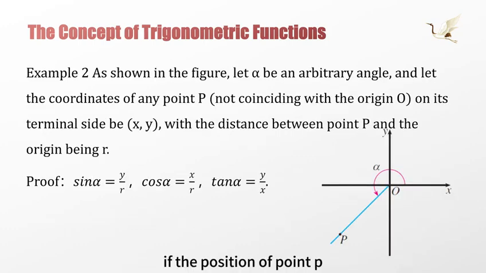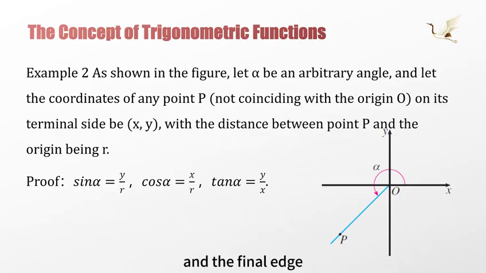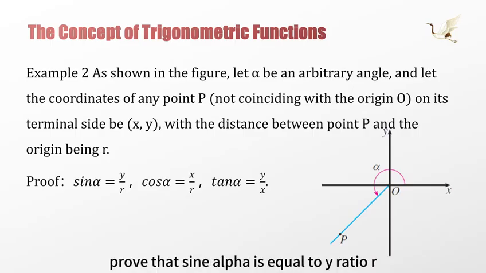If the position of point P at this time is not the intersection of the unit circle and the terminal edge, what should be done? As shown in the figure, let alpha be an arbitrary angle, and any point P on its terminal edge does not coincide with the origin O. The coordinates of P are (x, y). The distance between point P and the origin is r. Prove that sine alpha is equal to y over r, cosine alpha is equal to x over r, and tangent alpha is equal to y over x.